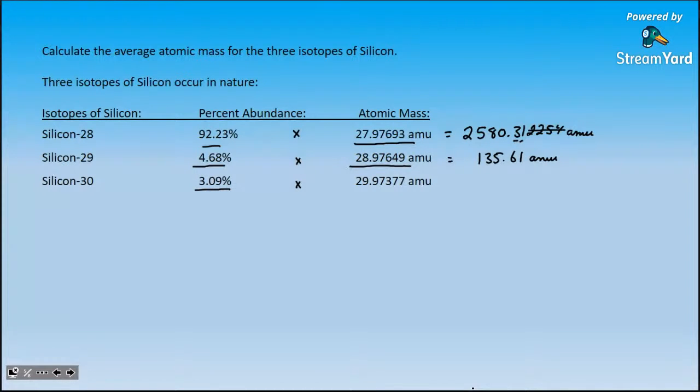Next thing that I'm going to do is take this 3.09, times it by the 29.97377, and get this answer as 92.618, etc. But round to 2 decimal places, it would be the 0.62, and then units of AMUs. Now that we have how much each isotope is going to contribute, we add those products together.